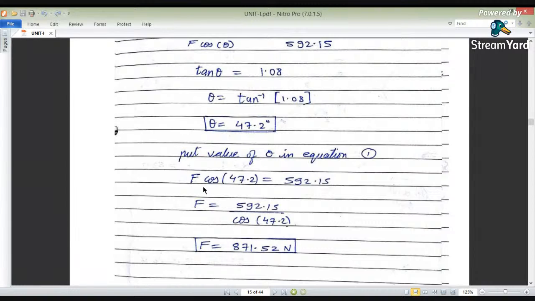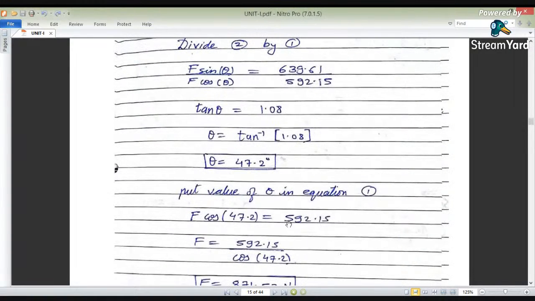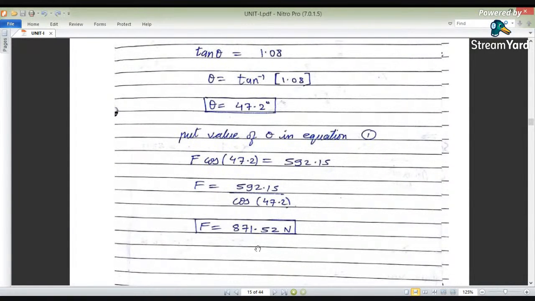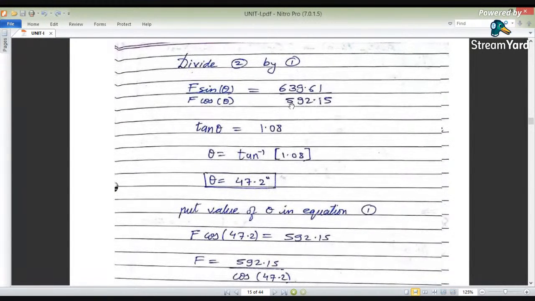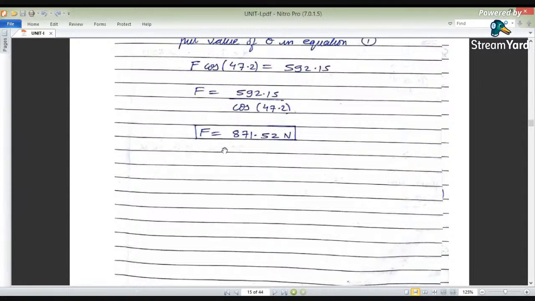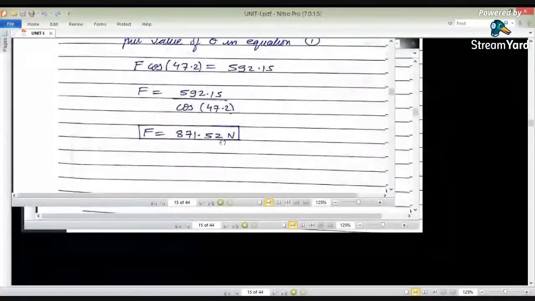Then we have to find out the force. So F cos theta is there, which has a value of 592.15. With the help of this 592.15 we have to find out the force F, by simple division, 592.15 divided by cos theta, the force comes to be 871.52 newtons. Same way, we can also check this with F sin theta. The force F will be the same whether we find it with the help of F cos theta or F sin theta. So we have calculated the force and we have calculated theta. Okay? These two things were very important in this calculation.